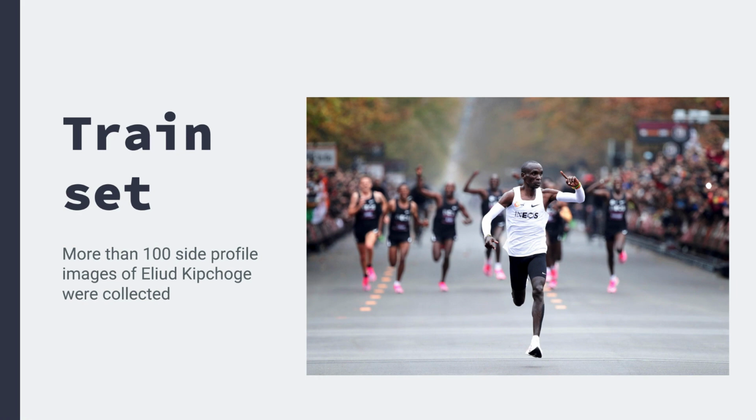For the collection of the train set, I collected more than 100 side profile images of Eliud Kipchoge from Kenya. Eliud Kipchoge is a two-time Olympic gold medalist in the men's marathon, the current world record holder for the event, and the only human that has run a marathon in less than 2 hours.